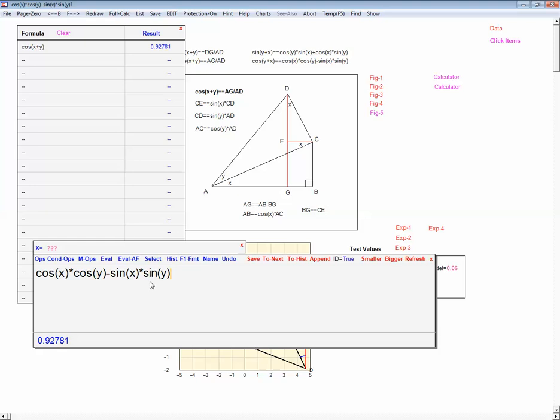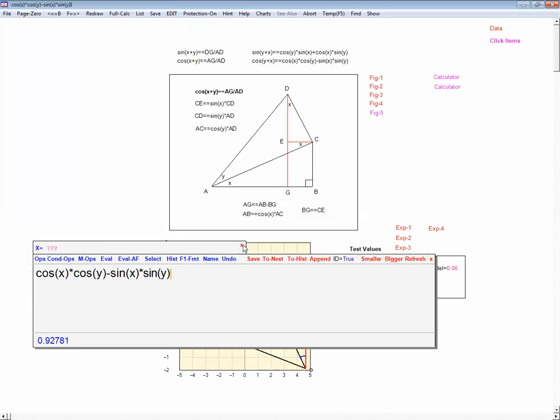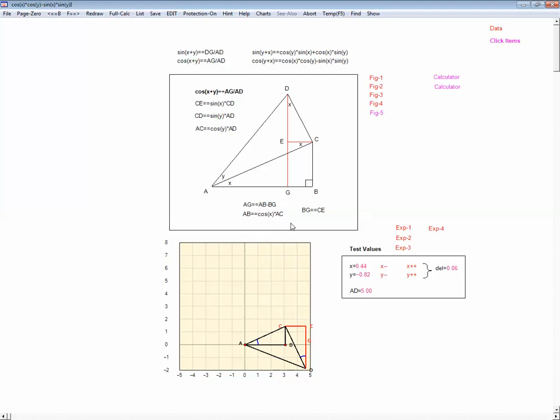Cosine x cosine y minus sine x sine y. And that was a lot easier than going through this picture here. But just as an exercise, you should try that. Stop the video and write down all these pieces and make the substitutions just as we did before, and you'll see that you end up with the second formula, the cosine formula, just as we did for the sine formula.